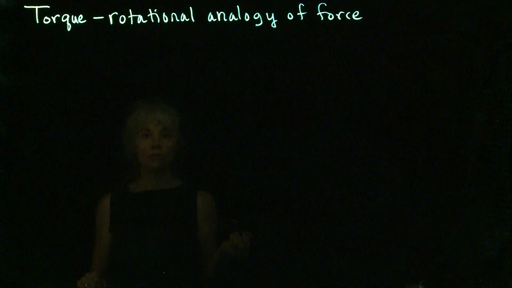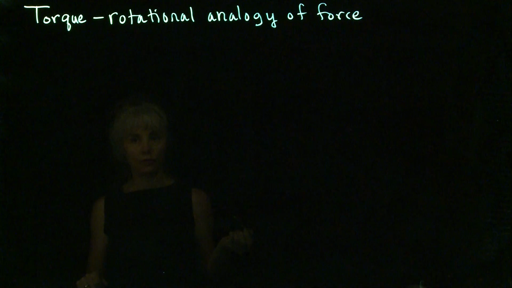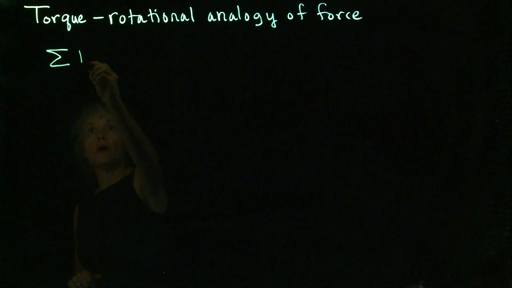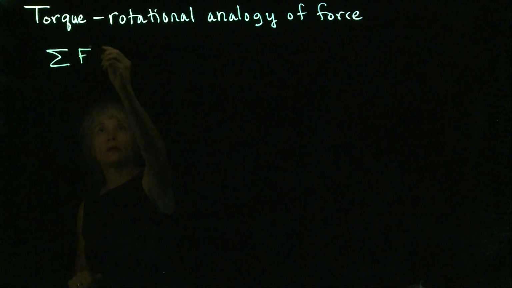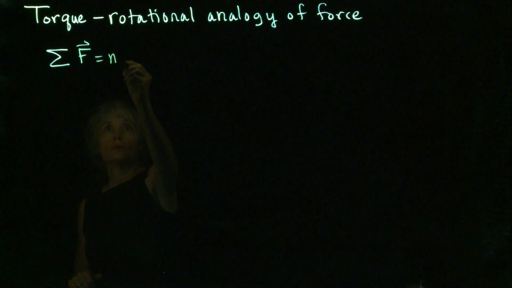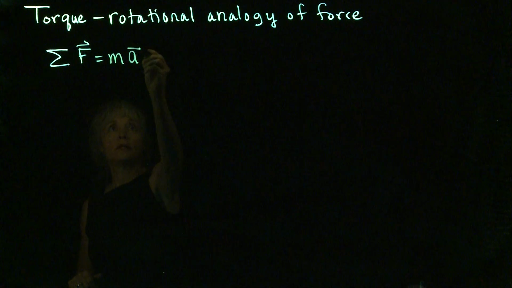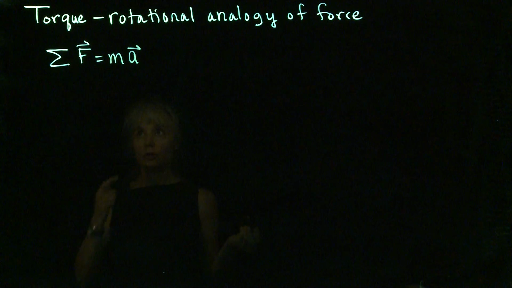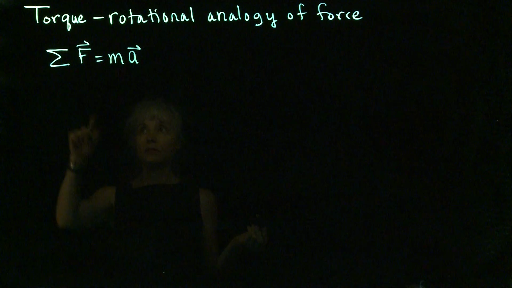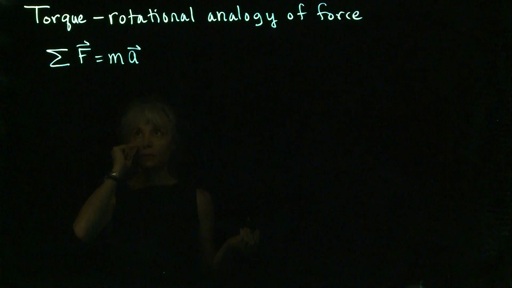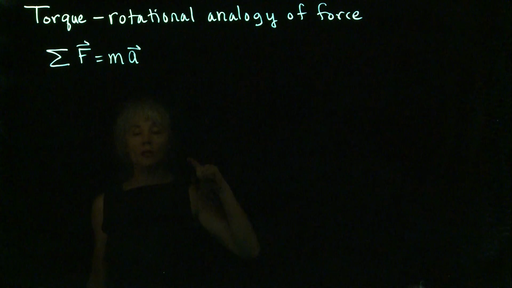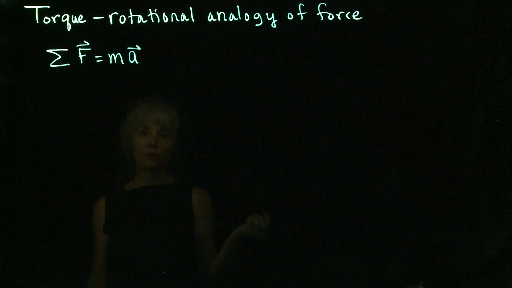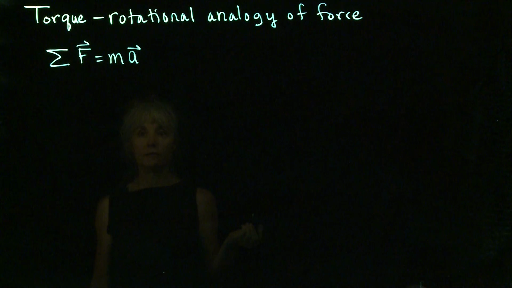linear motion of an object, you need an unbalanced force. So remember Newton's second law. It said that the sum of all of the forces acting on an object will be equal to the product of the object's mass times its resultant acceleration. So if we add all of these forces together and we get 0, then there will be no acceleration, or there will be no change in the state of motion of the object. It will remain in a state of equilibrium.